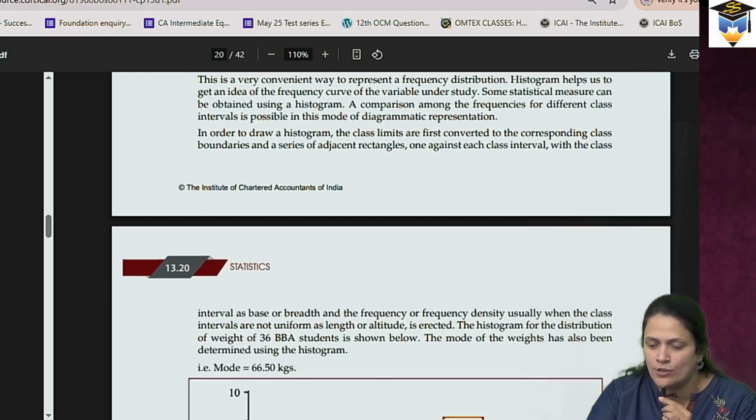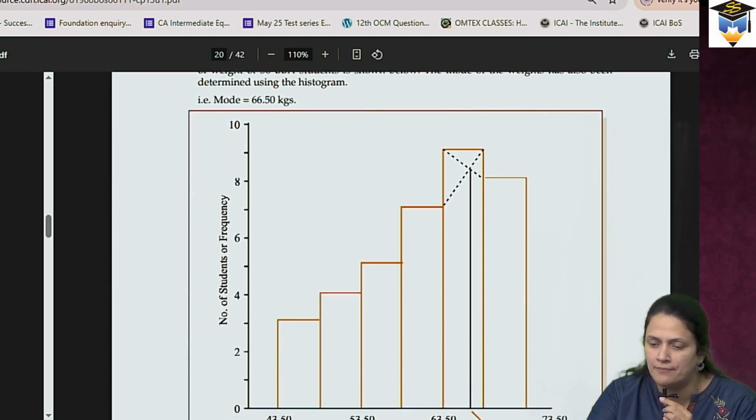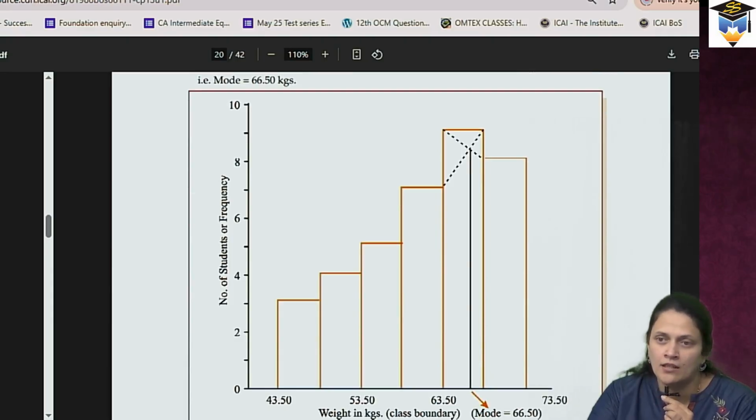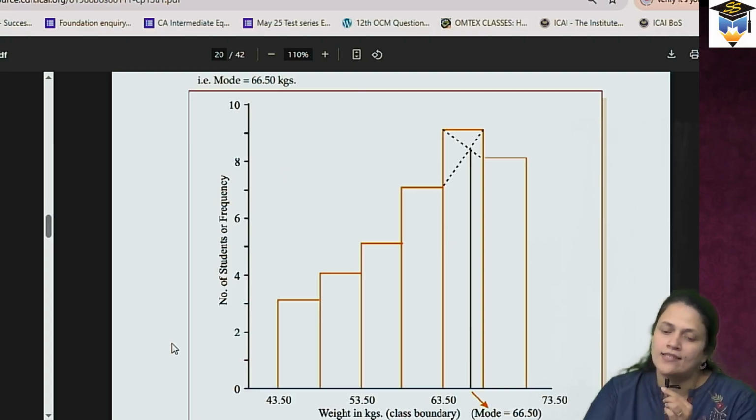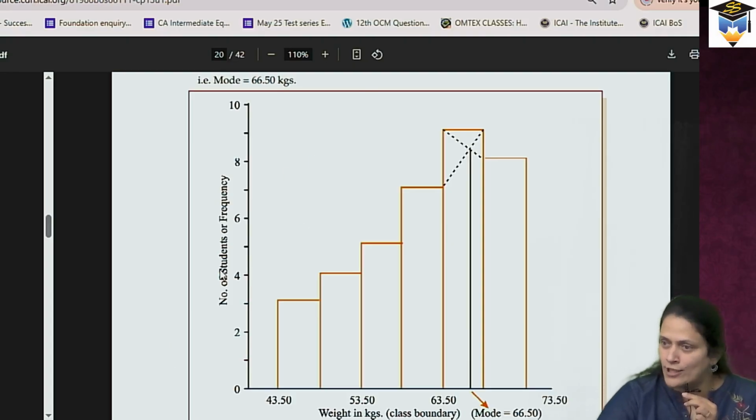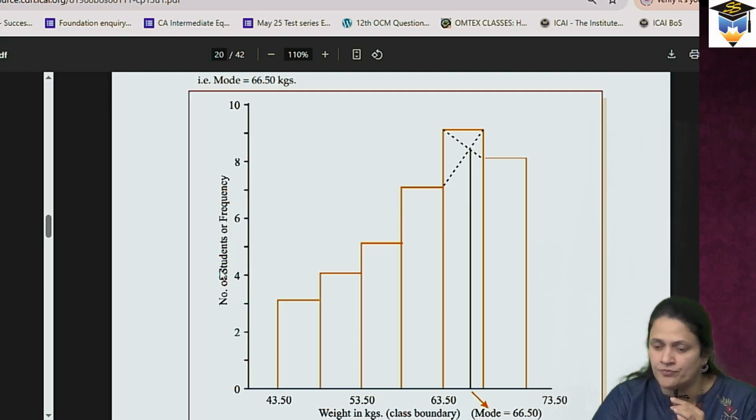Now, if you can see over here, this is a histogram. In this histogram, there is one x-axis and one y-axis. On x-axis, they have given all the weights in kgs. On y-axis, the number of students or frequency of students is given to you. Now, can I say histogram is similar to a bar graph? Similar to a bar graph, okay.